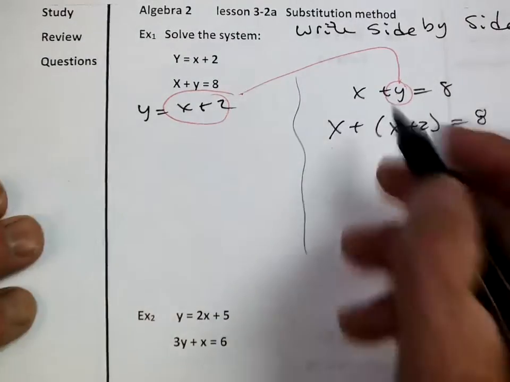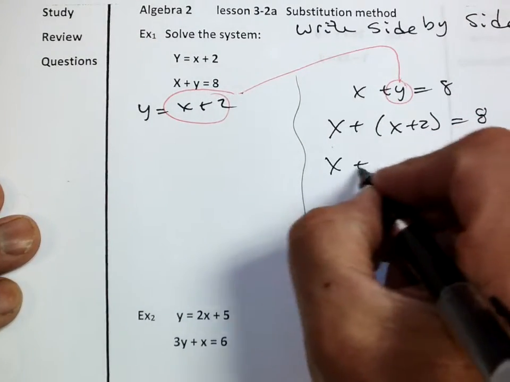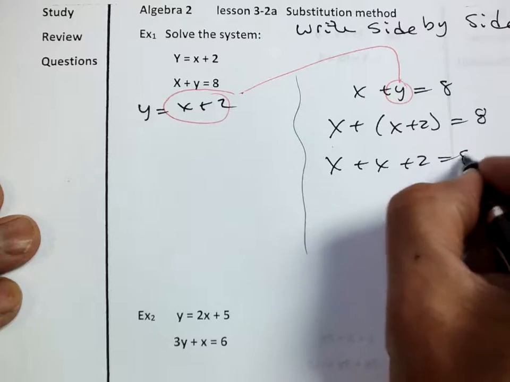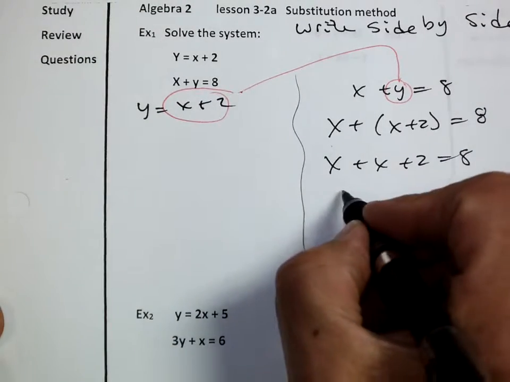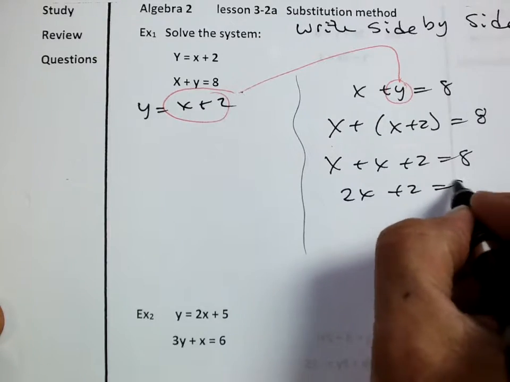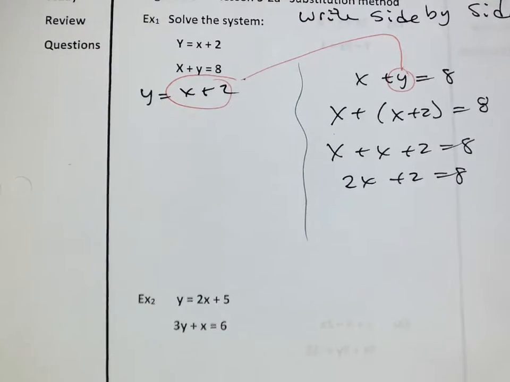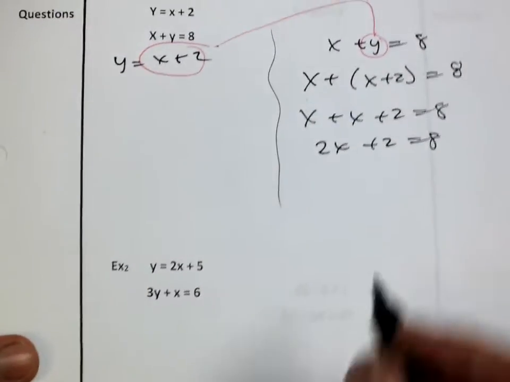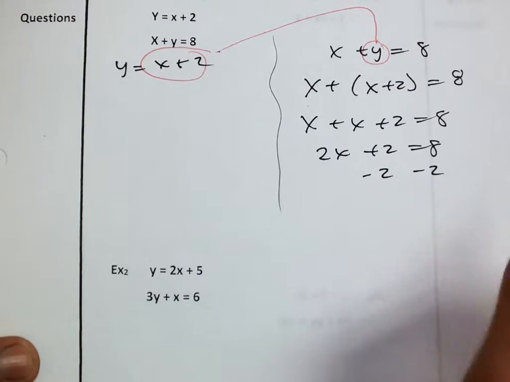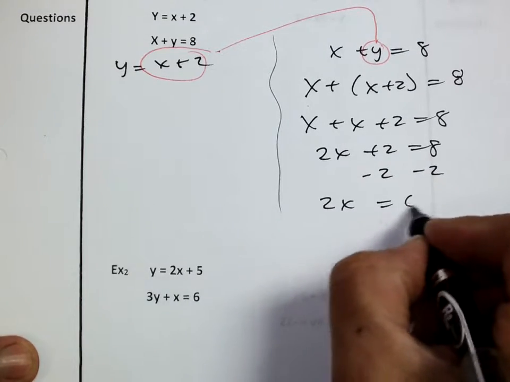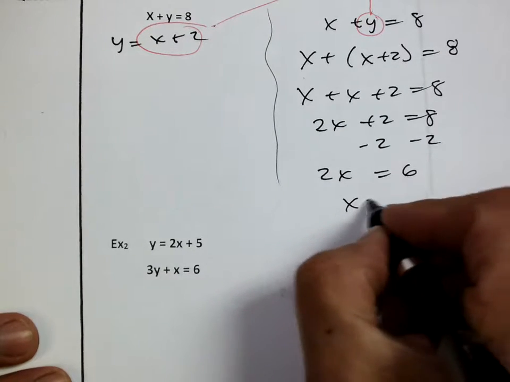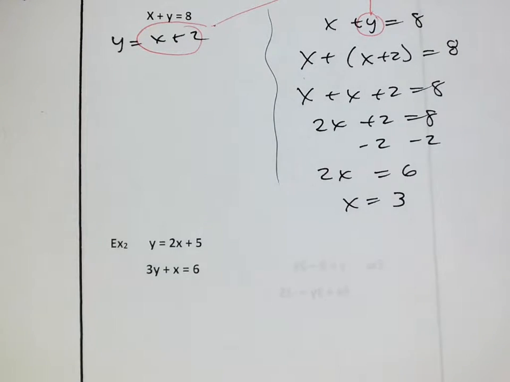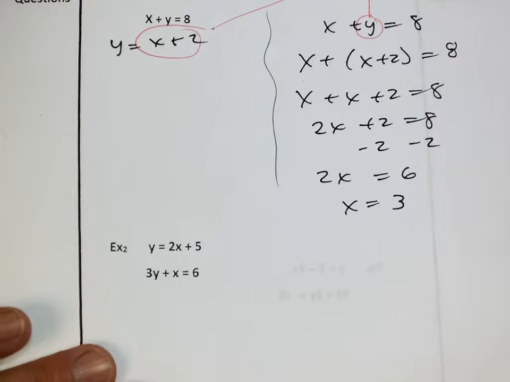Okay, now let's just solve. I have x plus 2 plus x, so 2x plus 2 equals 8. I just dropped the parentheses. Minus 2, I'll have 2x equals 6. Divide by 2, x is 3. Now that is the x coordinate of the point. Remember, we're trying to find a point.